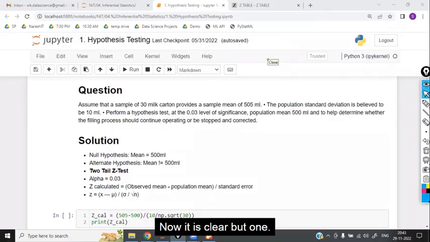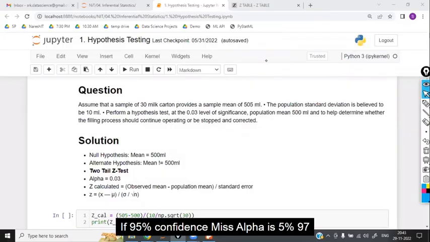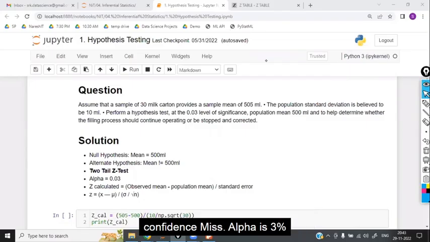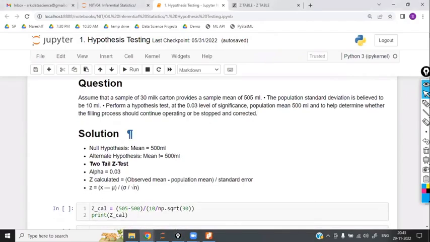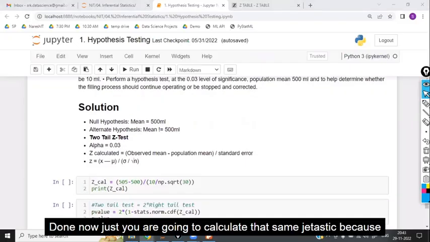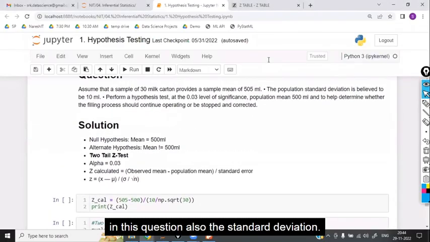Is that clear? As one of the students asked, how do you select the alpha value? If 95% confidence, alpha is 5%. If 97% confidence, alpha is 3%. If you want 99% confidence, alpha is 1%. Is that clear? Done.